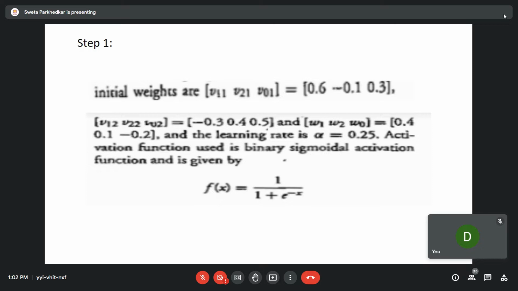Okay, done. So what will be the next step? Next step is to calculate the net input, right? So the net input हम लोग कहाँ से लेंगे? From the layer Z1.